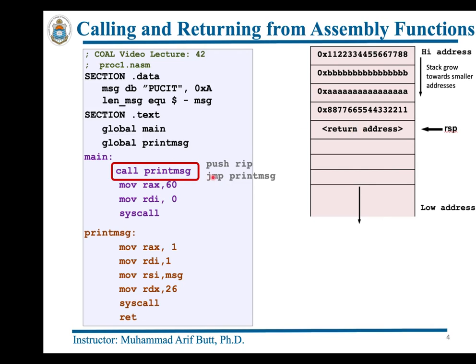This call instruction then performs an unconditional jump to the first instruction following the label print message, and the code inside this function executes. And finally, this ret instruction pops the saved return address from the stack and places it inside the RIP register, thus shifting the control back to the caller.